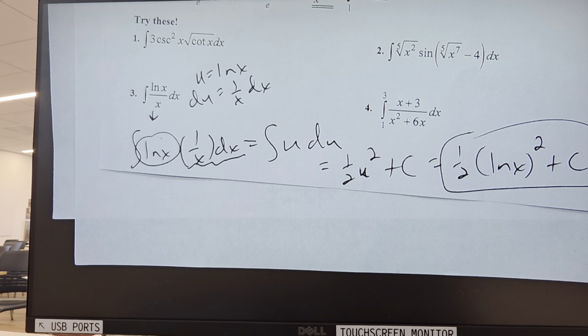What's the main difference with number 4? It's a definite integral.